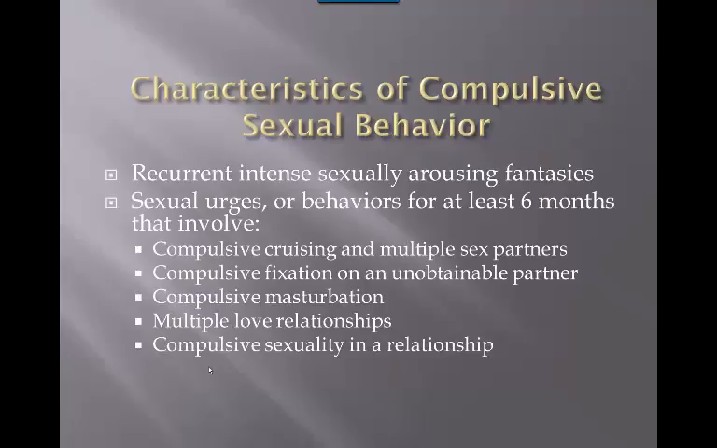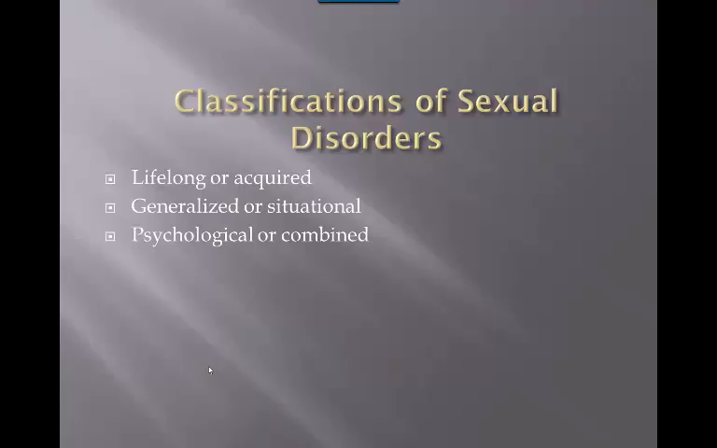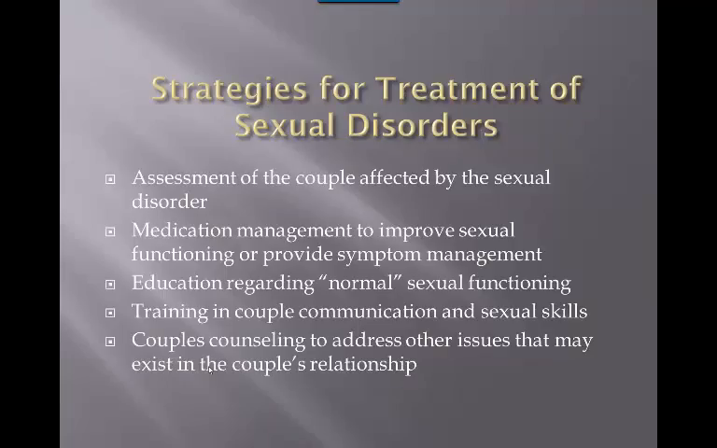Characteristics of those with compulsive sexual behaviors include recurrent, intense, sexually arousing fantasies, sexual urges or behaviors for at least 6 months that involve compulsive cruising and multiple sex partners, compulsive fixation on an unobtainable partner, compulsive masturbation, multiple love relationships, and compulsive sexuality in a relationship. Classifications of sexual disorders: they can be lifelong or acquired, generalized or situational, psychological or combined, and some strategies for treatment. And what I want to point out here is referral to appropriate professional is the key to treatment.